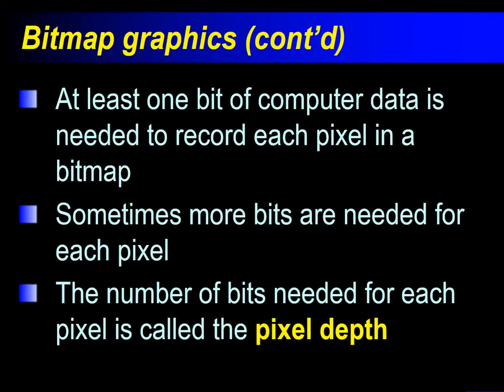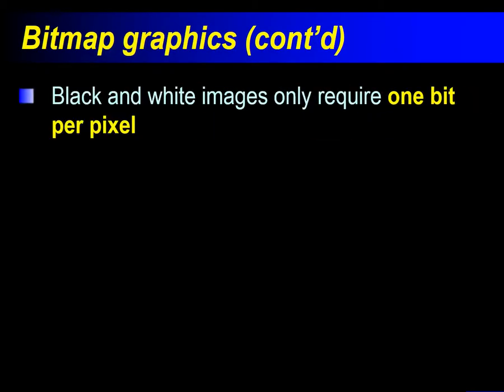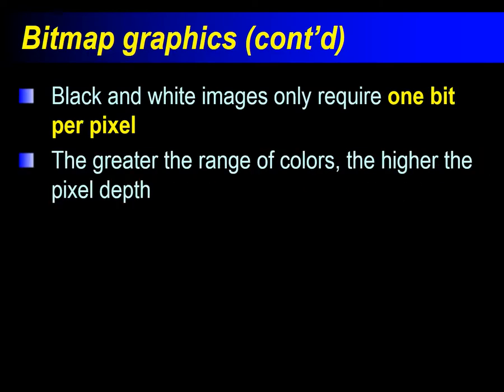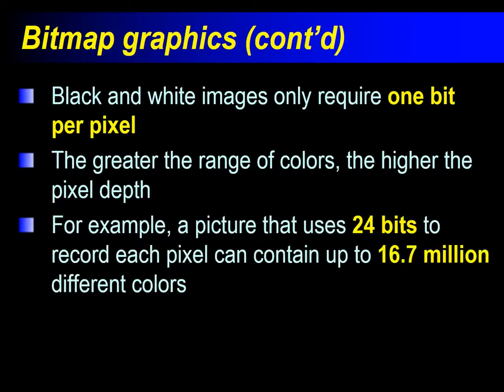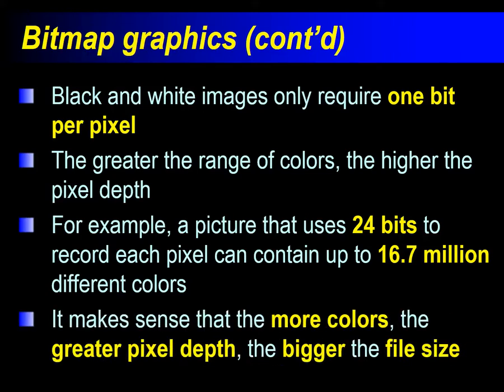All right, so that's pixel depth. Okay? 1 bit per pixel would be a black and white image. The greater the range, the higher the pixel depth. For example, a picture that uses 24 bits per pixel can contain up to 16.7 million colors, which, by the way, is ridiculous because the human eye cannot detect that many colors. There are more colors than the human eye can actually detect. The more colors, the greater the pixel depth, but the greater the pixel depth, the bigger the file size.